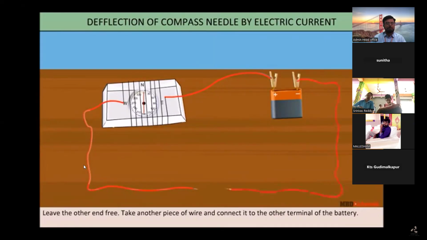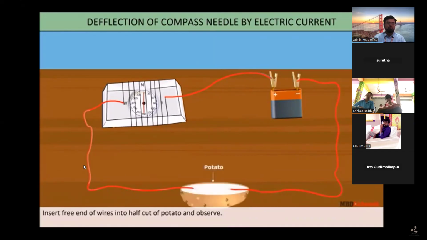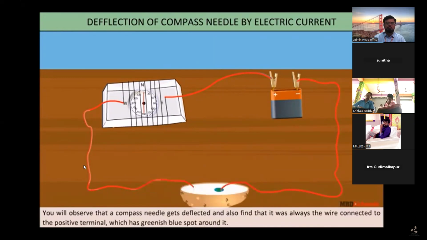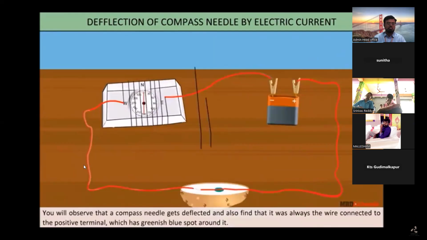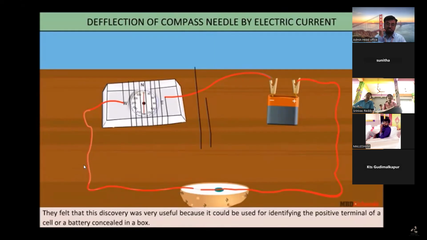Take another piece of wire and connect it to the other terminal of the battery. Insert the free ends of the wires into a half-cut potato and observe. You will observe that the compass needle gets deflected, and you will also find that it was always the wire connected to the positive terminal which has a greenish blue spot around it. They felt that the discovery was very useful because it could be used for identifying the positive terminal of a cell or a battery concealed in a box.